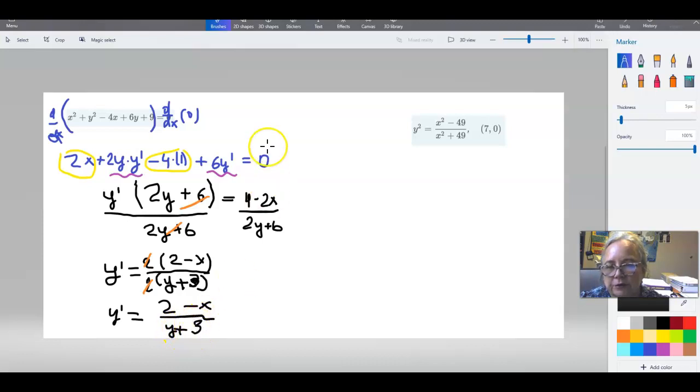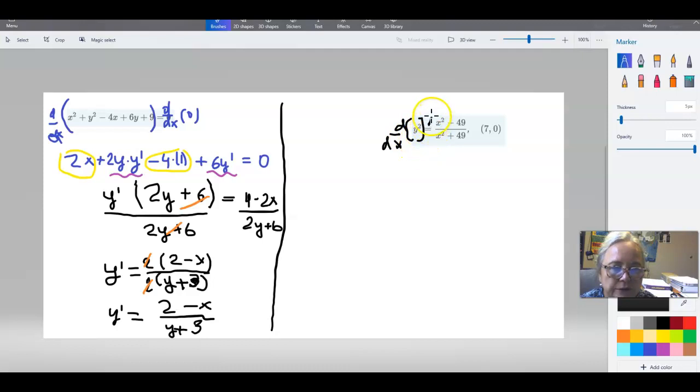And the second question is also from your textbook. In this case, the question was about finding the slope of a tangent line at the point 7, 0. The slope of a tangent line, as you know, at a point is the value of the derivative at that point. So we need to differentiate this expression first to find the derivative y prime. So let's differentiate the left and right side, d/dx of y squared and d/dx of this right hand side, the whole thing.